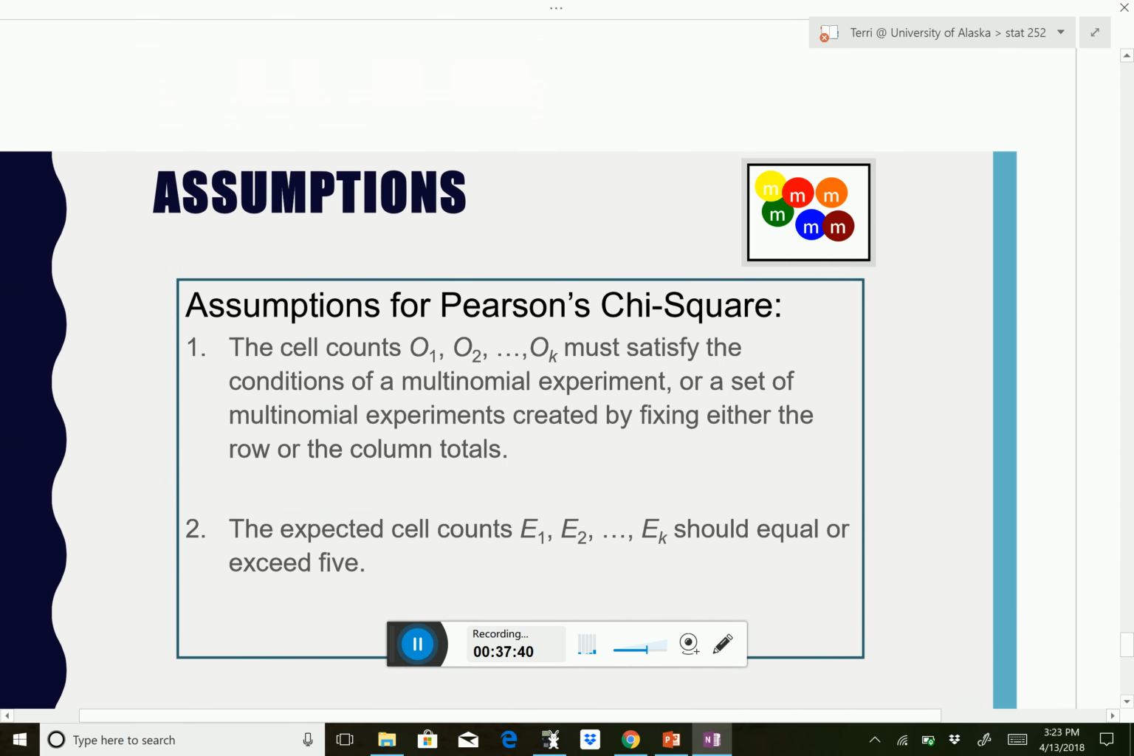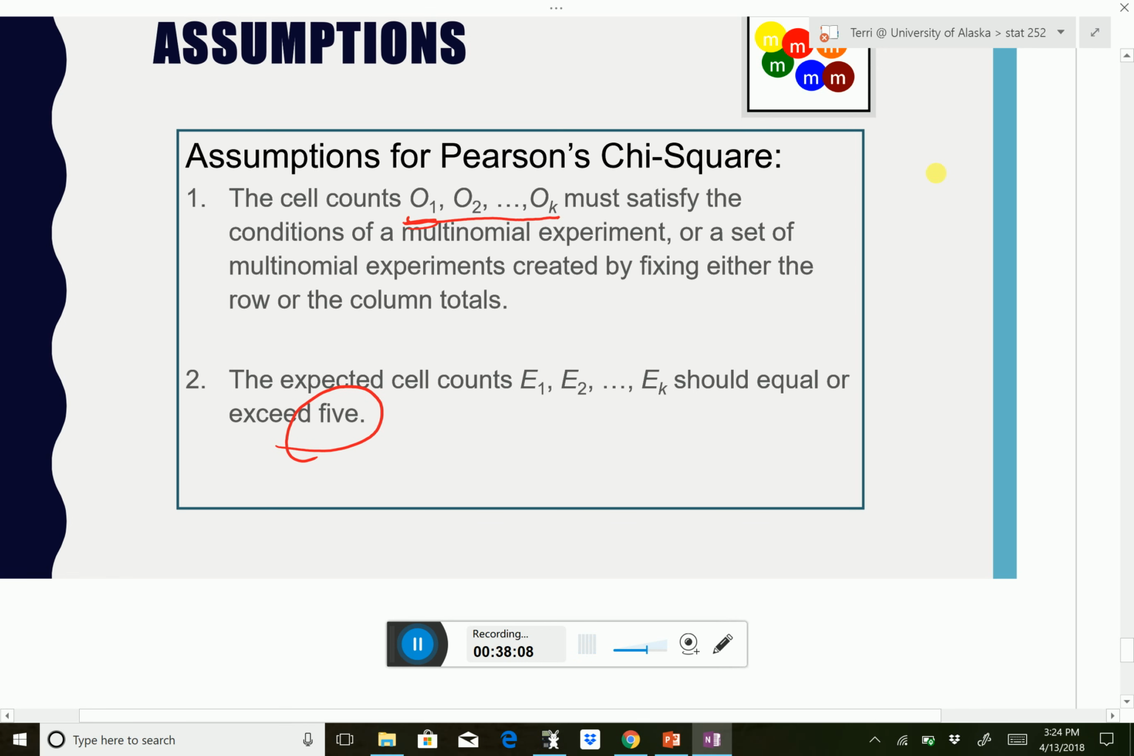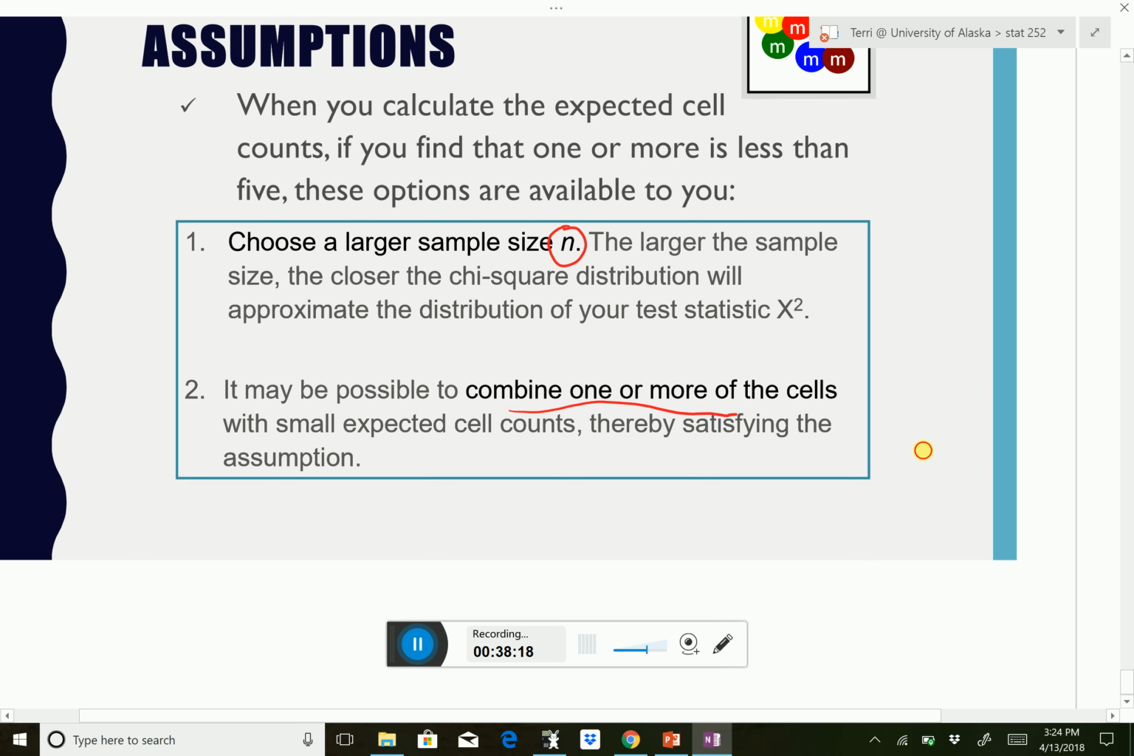We talked about that. Here are a couple of assumptions. Of course, the cell counts have to satisfy the conditions of our multinomial experiment. So each one of these cell counts has to be independent, right? It can't be like male versus female versus whatever we have. The expected cell counts have to be equal to or greater than 5. And if that doesn't happen, we can either choose a larger sample size or combine cells. Sometimes that has to be done.